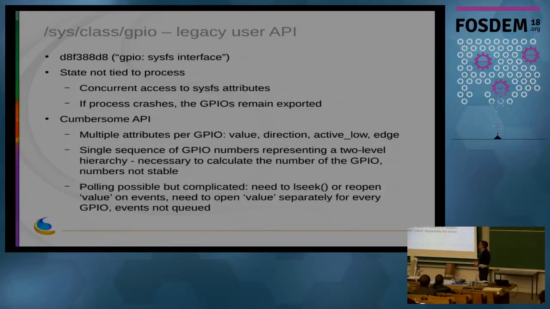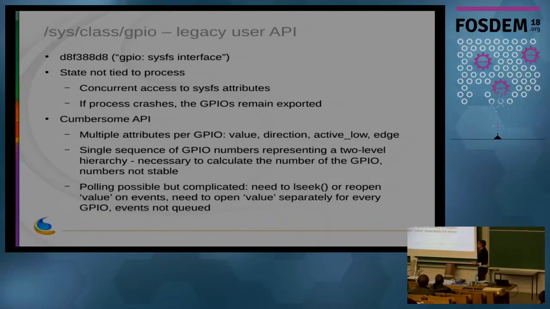But this interface is pretty badly designed, and it has many shortcomings. First of all, it's a global state. It's a set of directories and files in sysfs. The state of GPIOs is not tied to any process, so anyone can just come and export them, unexport them, change values, change directions, which is not the preferred approach.